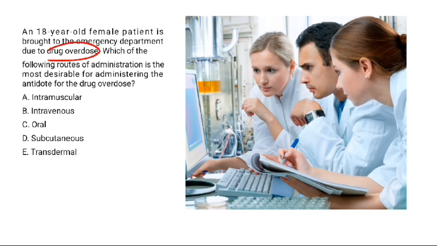Drug overdose. Now, which of the following routes of administration is most desirable? Here we need antidote plasma levels rapidly, so the rapid route of administration is only one, that is IV.